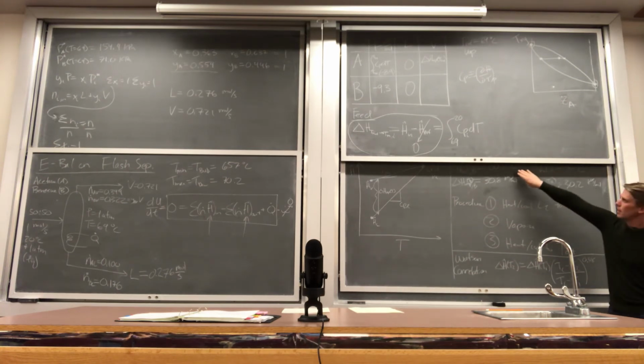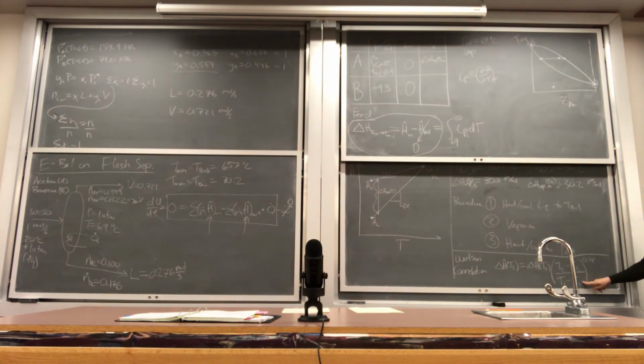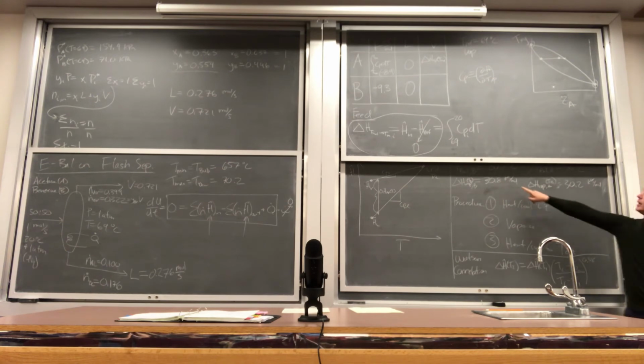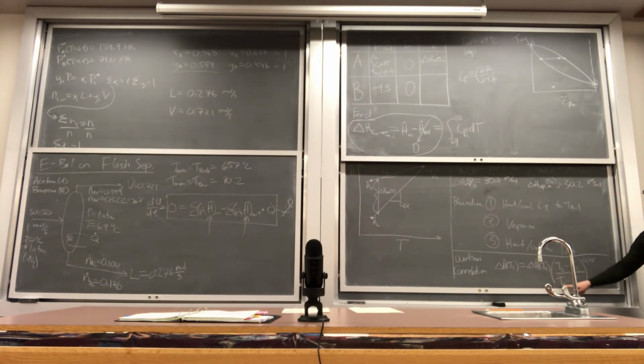But for benzene, at 80 degrees C, this is our T1. Our heat of vaporization at T1 is 30.8 kilojoules per mole. That would go here. We would have to look up what its critical point is. And our T2 would be 69. Now, of course, we want to convert all of this to Kelvin as well.